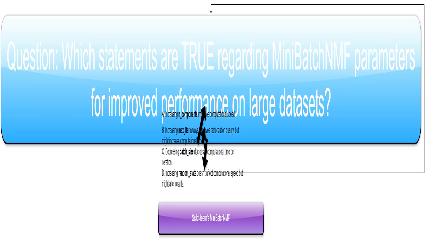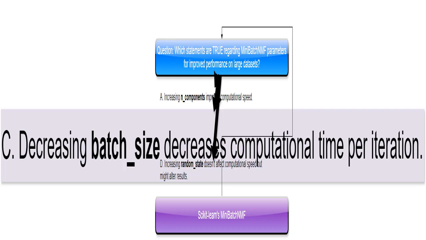We'll assess several statements to determine their accuracy in optimizing MiniBatchNMF for performance. We're looking for statements that are factually correct and relevant to enhancing performance. This refers to the specific algorithm, MiniBatchNMF, from the scikit-learn library, which is designed for efficient NMF on large datasets by processing data in batches. This is crucial for dealing with large datasets that may not fit entirely into your computer's memory.